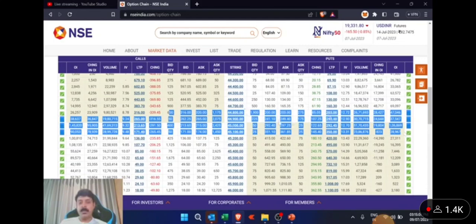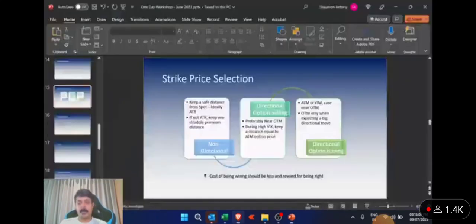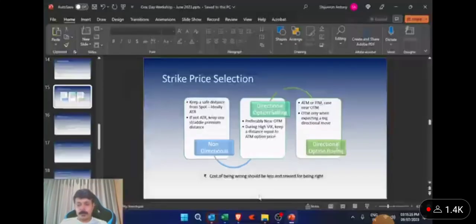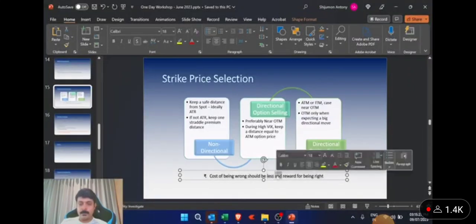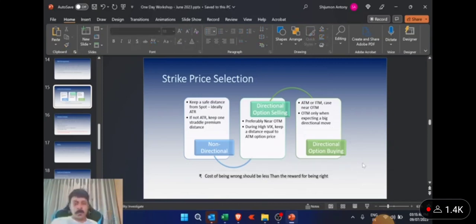So while waiting for that kind of setup, if I'm doing any non-directional selling, I do it this way. I pick up the strike this way. So you can go back and check that again if this is not clear. And this is my motto: cost of being wrong should be less than the reward for being right. That's one thing I keep in mind while selecting the strike prices.